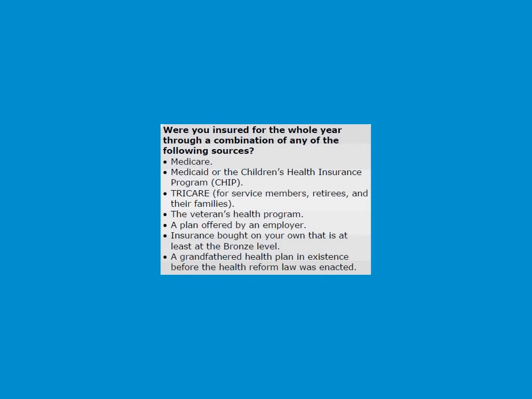You are also exempt if you are covered under any of these insurance providers: Medicare, Medicaid or the Children's Health Insurance Program; TRICARE, the Veterans Health Program, a plan offered by an employer; insurance bought on your own that is at least at the bronze level; a grandfathered health plan in existence before the health reform law was enacted. If any of these apply to you, you do not fall under the individual mandate of the Affordable Care Act.